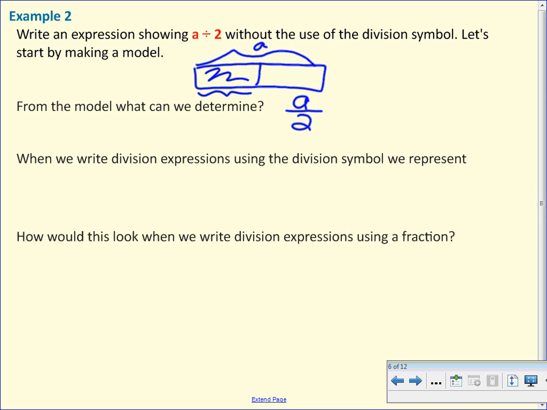So let's write a division expression using the division symbol. Using vocabulary words, and this is what we already took notes on, we have the dividend divided by the divisor. Okay, write this in your notes. But now how would I write that as a fraction? We tried it with the 1 divided by 2. We tried it with the A divided by 2. So now let's try to write it with the dividend divided by the divisor. How could I write that without the division symbol?